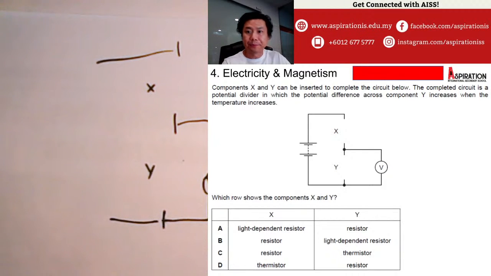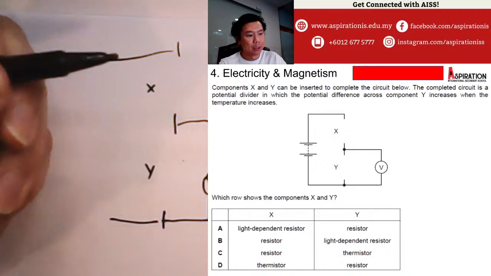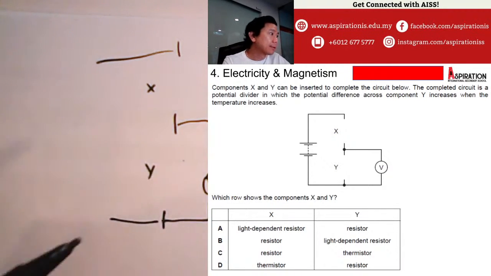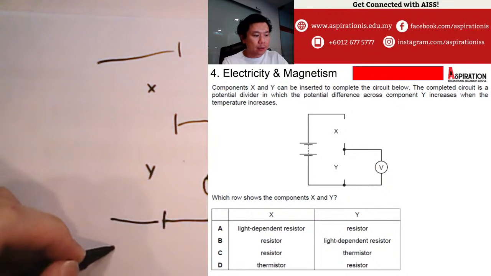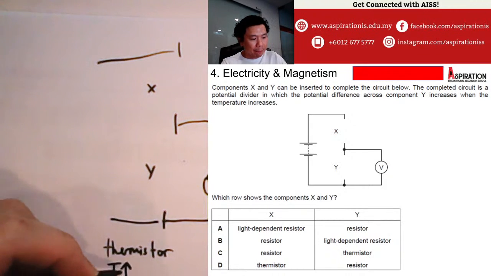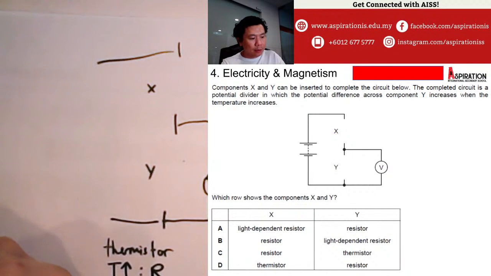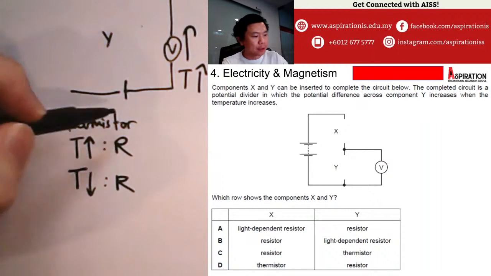Okay, so now this is what they want. They want the potential difference across Y to increase. So they want the voltmeter reading to go up when the temperature goes up. Okay, so you must understand that for a thermistor, when temperature goes up, what happens to the resistance? When the temperature goes down, what happens to the resistance of a thermistor?